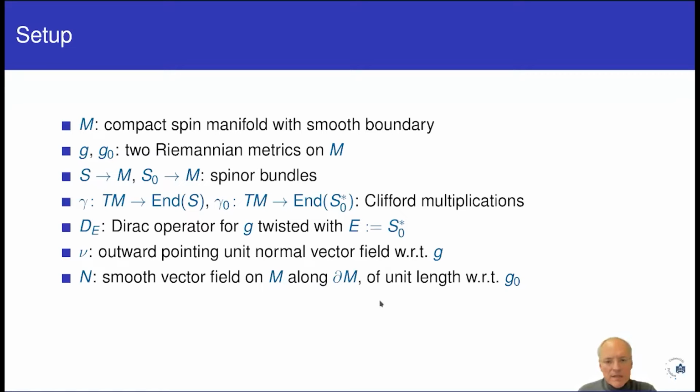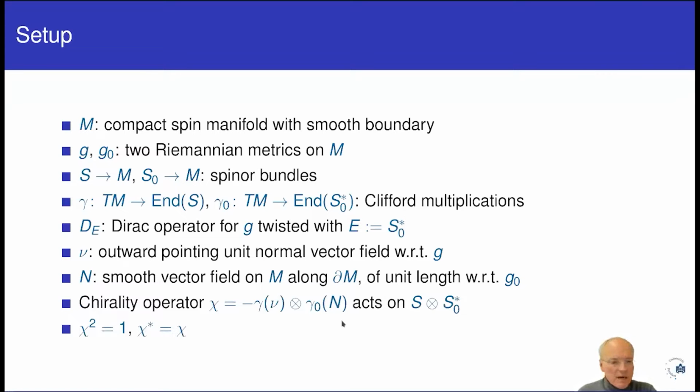And once we have these data, we can define a chirality operator. So what we do is we take this unit vector field nu along the boundary, and Clifford multiply with it. That's what acts on the S part of the twisted bundle. And similarly, the vector field N is Clifford multiplied with respect to the metric g naught. This way, we get an endomorphism field on the bundle S tensor S naught star along the boundary. This minus sign is just for convention.